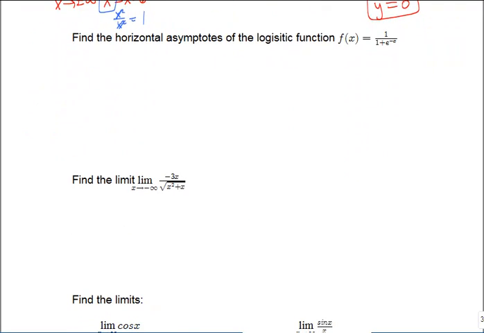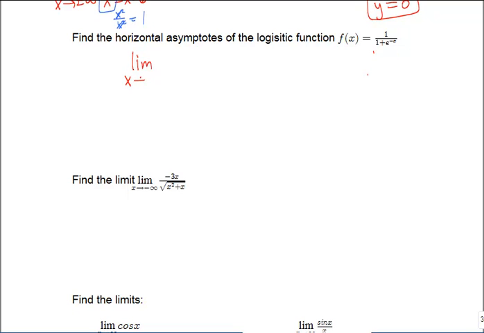Now let's look at some horizontal asymptotes of functions that are not necessarily rational. So these could potentially have 2 or more different horizontal asymptotes, 2 asymptotes or 1 asymptote or no asymptotes. We just have to look and see what happens in that limit. So this is called a logistic function, and it's 1 over 1 plus e to the negative x. So to find the horizontal asymptotes of this logistic function, that requires that I find these limits at infinity.